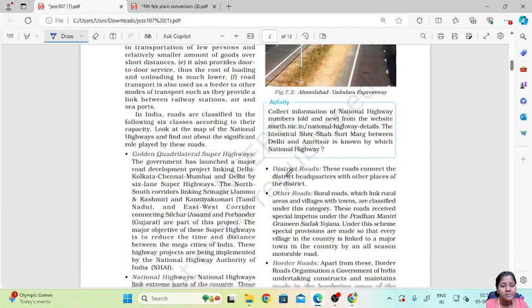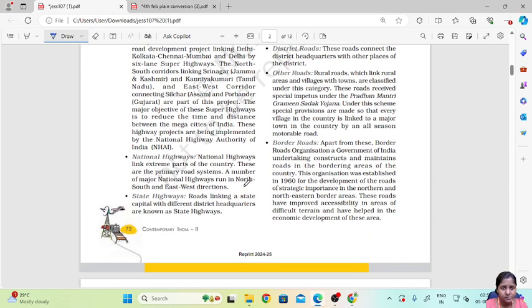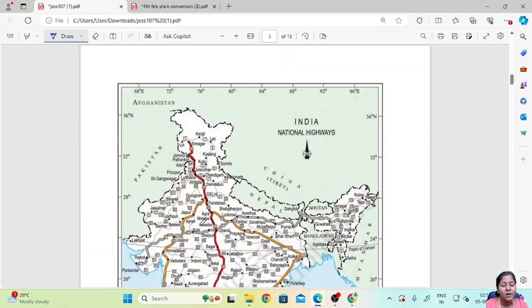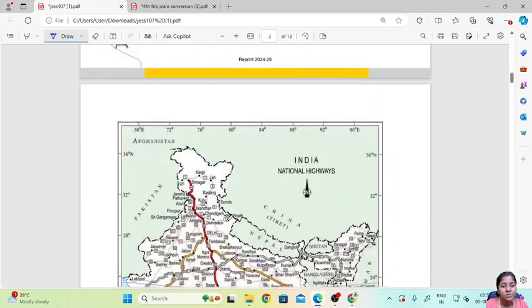Then we saw different types of highways, that is golden quadrilateral superhighways, national highways, state highways. Then we discussed different roads: district roads, the other roads, and border roads.